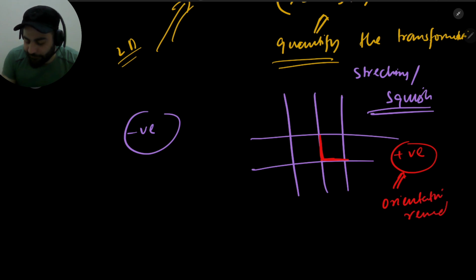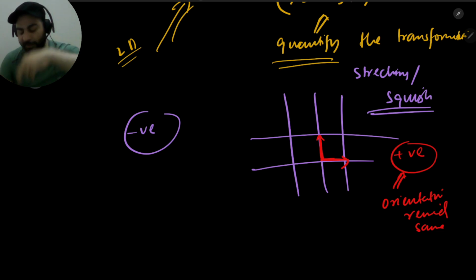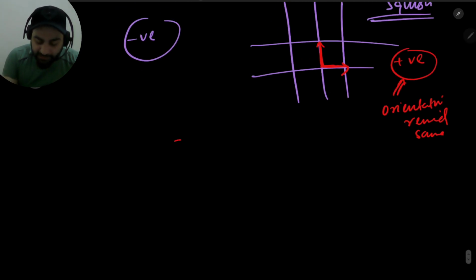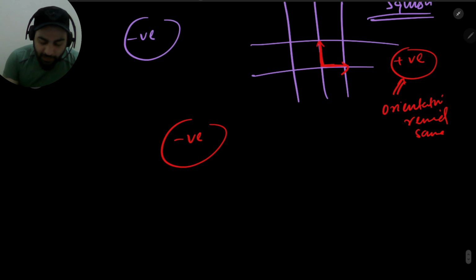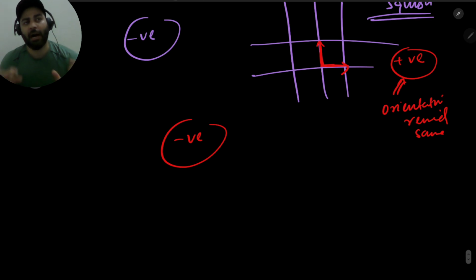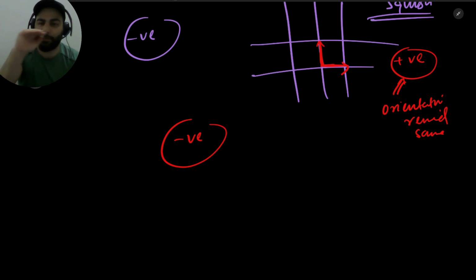The orientation remains the same. But what happens if this orientation was flipped? If i cap went into some negative value and j cap went into some other negative value, we'll get a negative determinant. Negative and positive have to do with the orientation, with how the squishing was done. If we had this i cap and j cap, and after the transformation they still had that direction, the determinant is positive. If they had the negative direction, then we'll get a negative determinant.